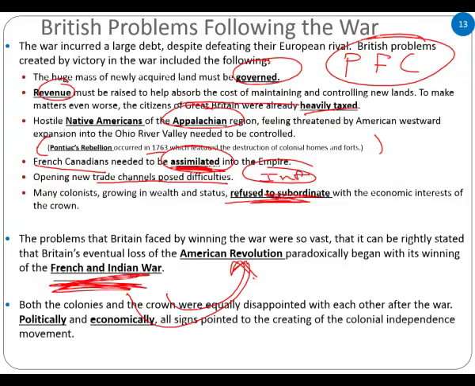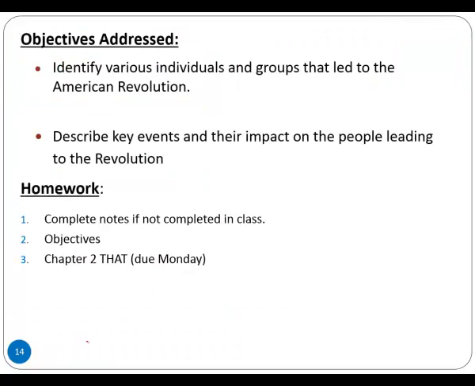Excellent. Final point here. Both the colonies and the crown were equally disappointed with each other after the war. Political and economic issues caused the colonial independence movement to start. One more time to review what you have going on here. Objectives, you can continue this one. You can start this one. Homework been presented here to you.